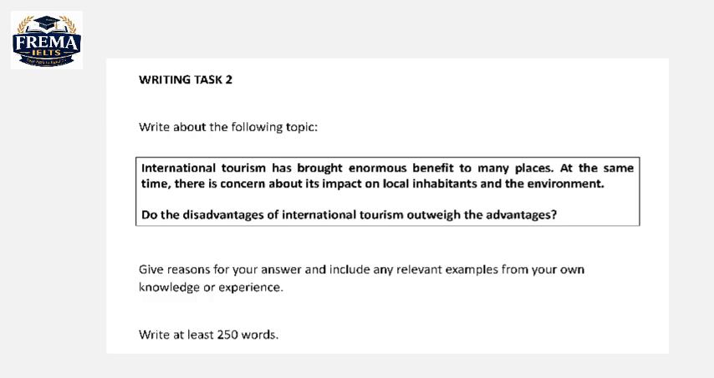Now let's write the answer for this Task 2, so you can see how a high-scoring essay is structured, including the vocabulary, grammar, and logical development needed for a higher band score.